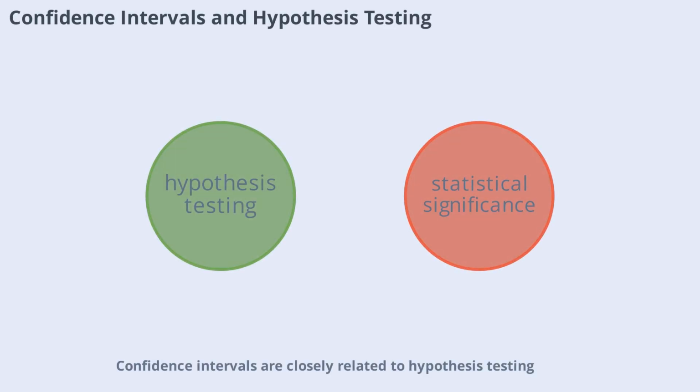Confidence intervals are closely related to hypothesis testing. If a confidence interval for a difference between groups does not include 0, it suggests a statistically significant difference. This connection helps researchers draw conclusions about their data and decide whether to accept or reject hypotheses. Understanding both concepts is key to interpreting scientific results.